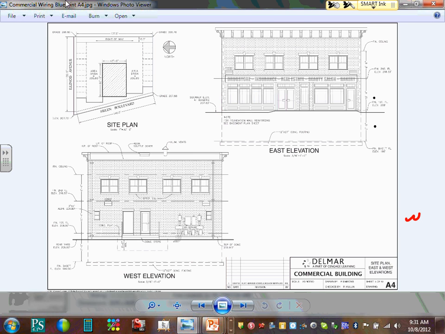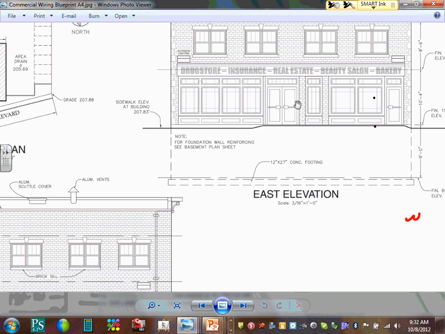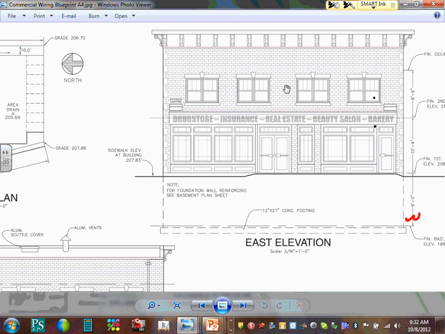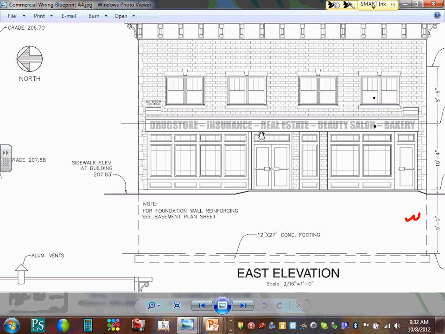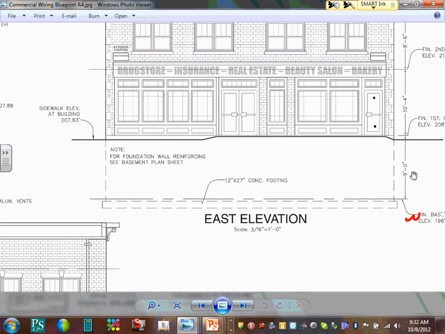A4 is elevation. The east elevation is going to look like this. Can you guys see? It's a nice view of the second floor and first floor, and the main entrance to the building. Now this is where it gives you the height.